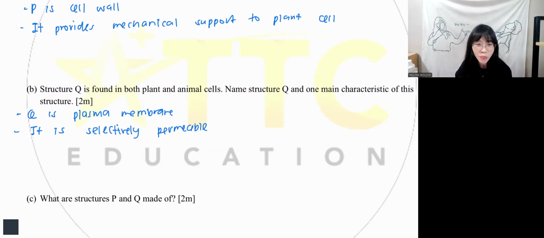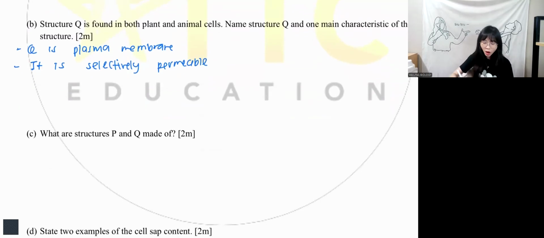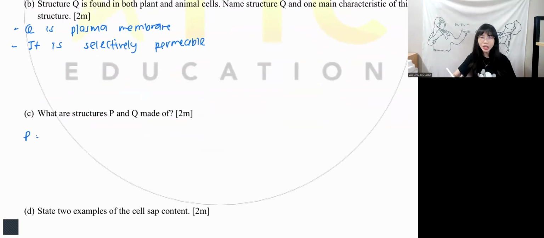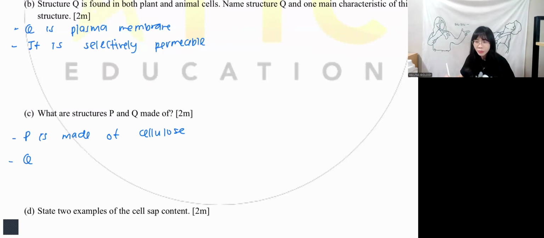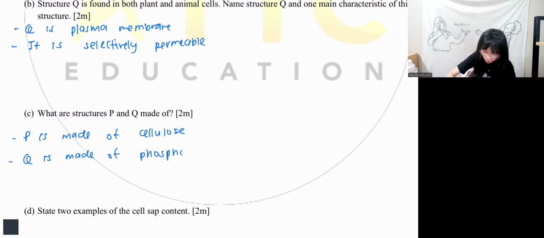What are structures P and Q made of? P is a cell wall. Cell wall is made of a sugar that is not sweet. The sugar that is not sweet is called cellulose, correct? So P is made of cellulose. Q is a plasma membrane. Plasma membrane is made of, okay, lipid is not wrong, but make it more complete. It's called phospholipid, correct? Phospholipid and protein. Q is made of phospholipid and protein.